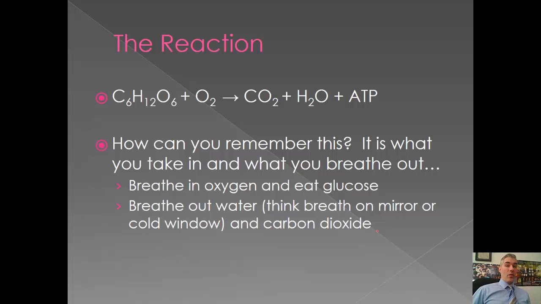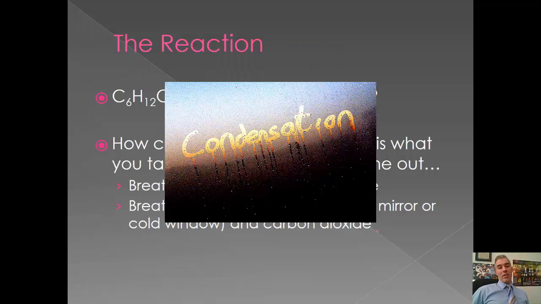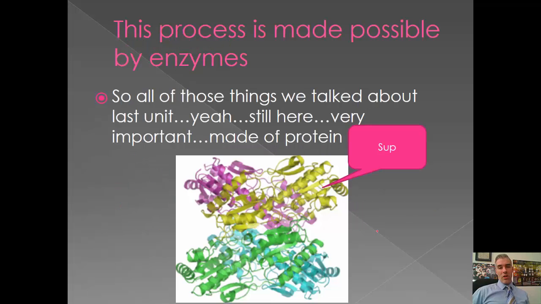And the way you can remember the inputs and the outputs of this reaction is, what do you take in? You take in food or sugar. You take in oxygen. And what do you breathe out? You breathe out carbon dioxide. And if you've ever been in a car when you're a kid during the winter, if you blow on the window, you form water. You breathe out water vapor, and it condenses on the window itself, and you draw something. So that's a quick and easy way to remember just the basic inputs and outputs of the reaction. Now, you're going to have to know it way more in depth than that, so this is going to be like a drop in the bucket compared to what you have to know, but it's just good to know that specific mechanism for remembering it. All right, so remember, everything that we're talking about in this process is made possible by enzymes, the things we just talked about in our last unit.